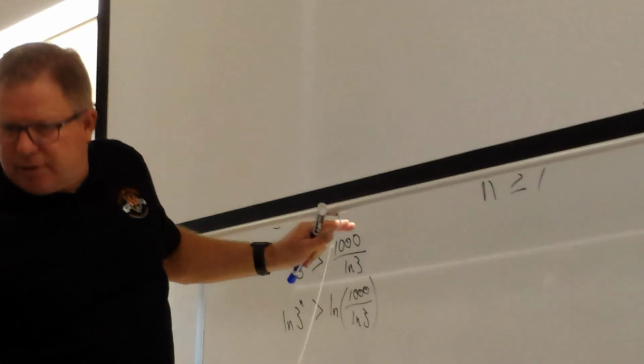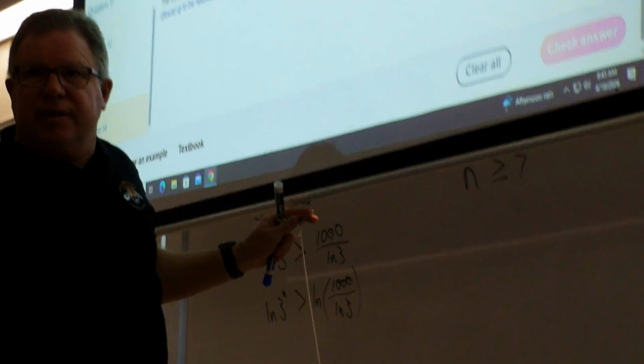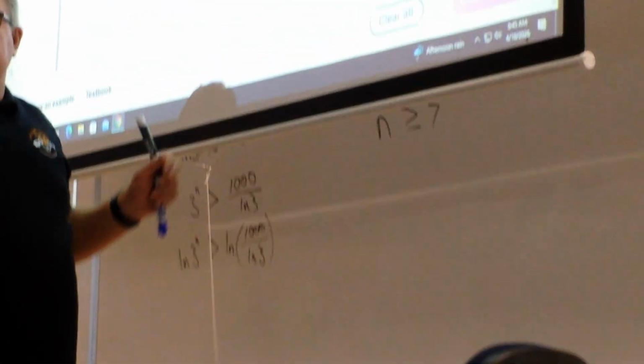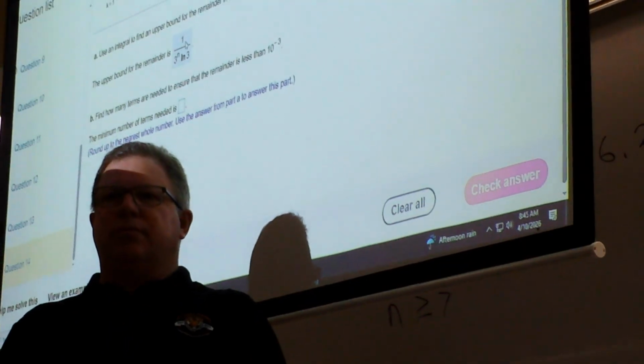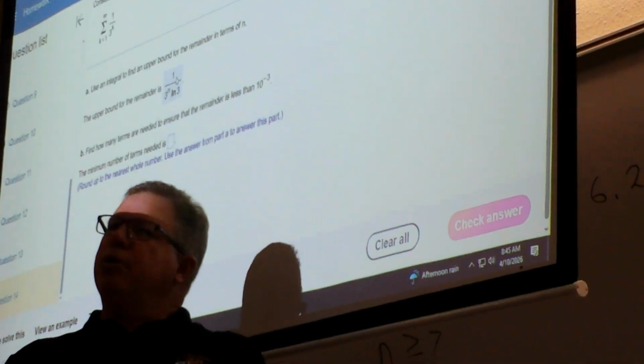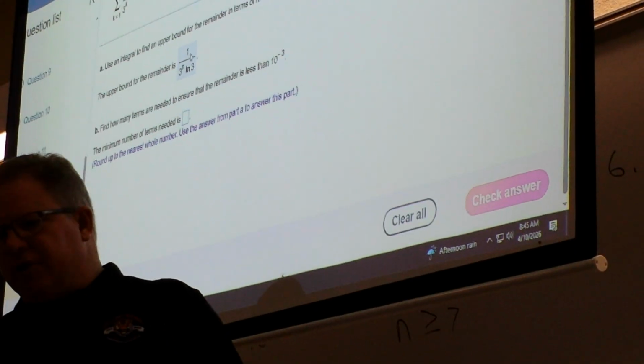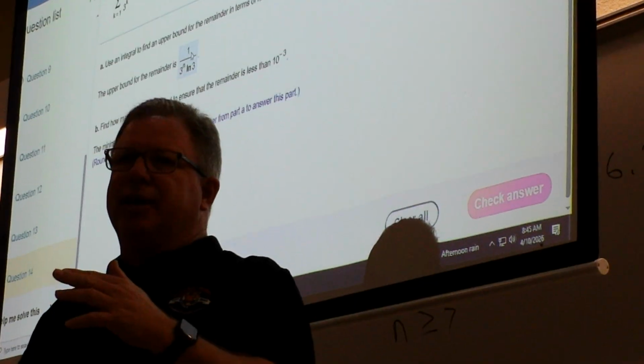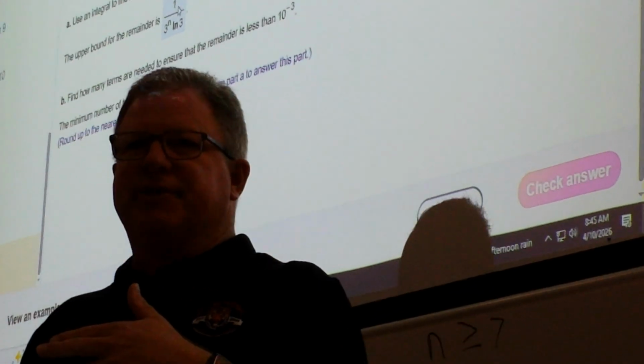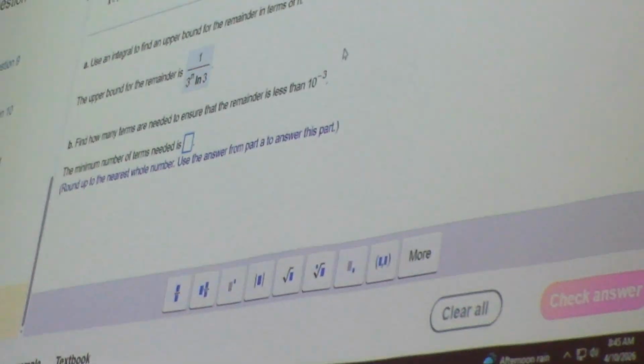Do you round up to the nearest whole number? Yes. In my brain, I'm like, okay, 6.21. No, you go up to the whole number. Yeah, because we're talking number of terms and we cannot do a partial term. Got it. Does that make sense? All right, so the minimum number of terms needed is 7.